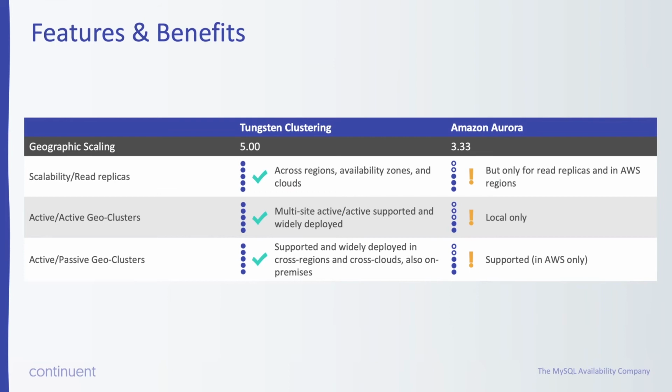Again, Amazon Aurora, it's deployed only in Aurora, and they don't support active-active clusters. Same thing with active passive. Tungsten Clustering supports across cloud. Amazon Aurora does have support for active passive in AWS.